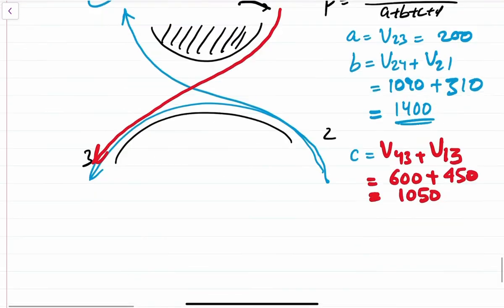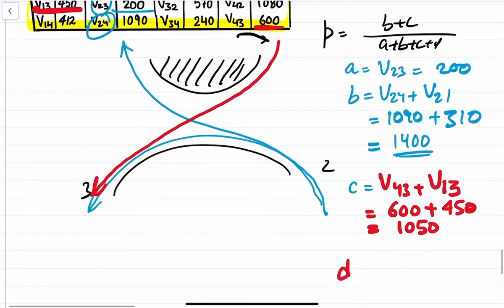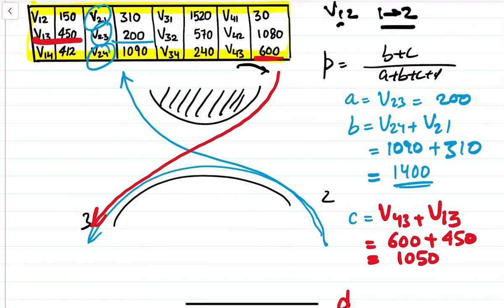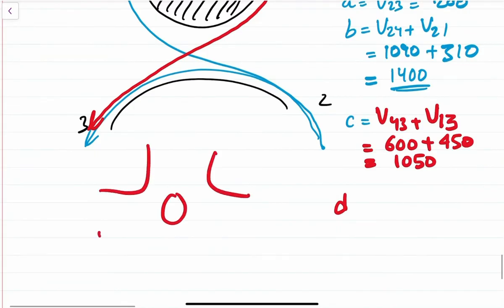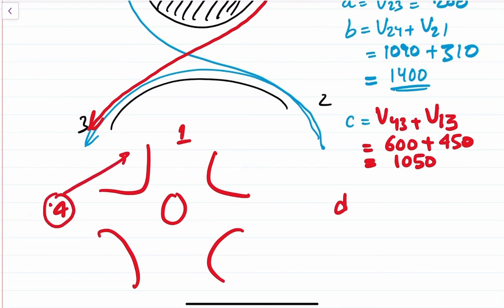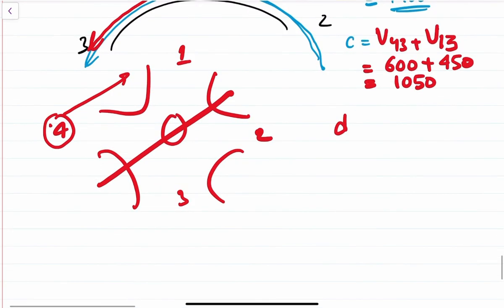So this will be 1050. Talking about D, it is any vehicle that is coming from some other leg and going to some other leg. In this case, either a vehicle can come from 1 and go to 4, or it is coming from 4 and going to 1. So which are we going to take? We are going to take the vehicle that is using this weaving section. This is 2, this is 3.